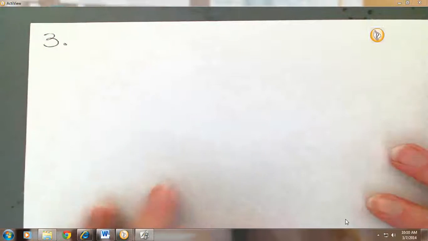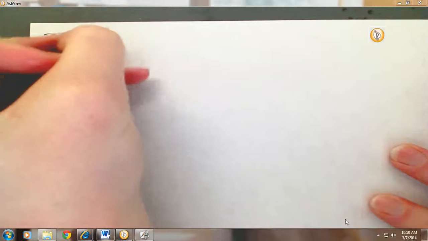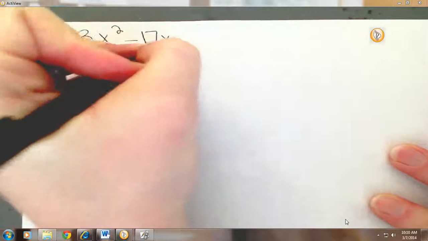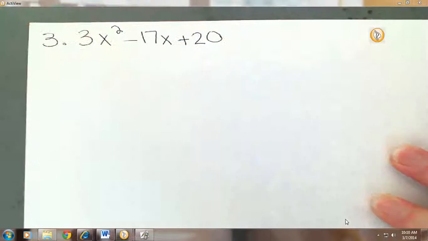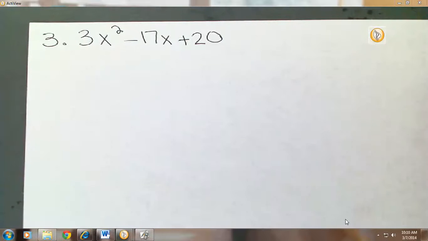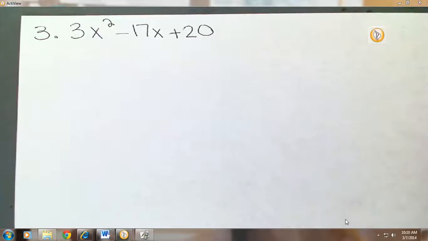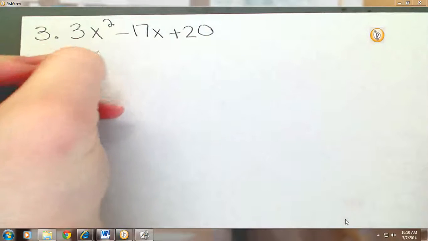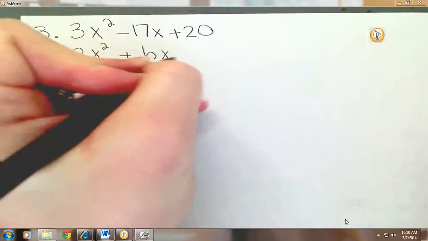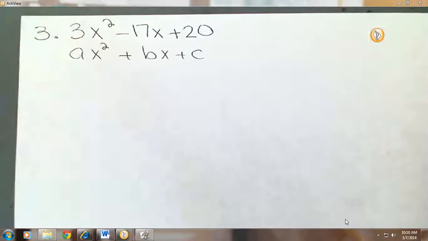So example 3. And again, keep putting these examples into your book. The more you have, the better off you're going to be. In example number 3, you need to make a decision. Is this in the form of ax squared plus bx plus c, or is it x squared plus bx plus c? Ax squared. And again, how do we know that? The 3 in front of the x.